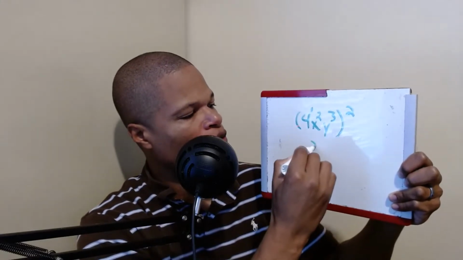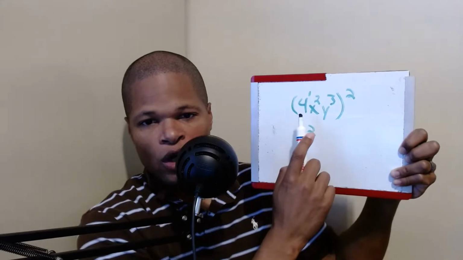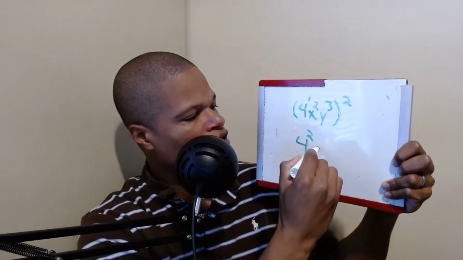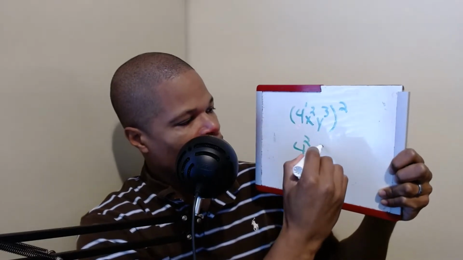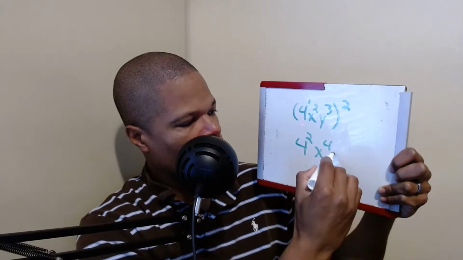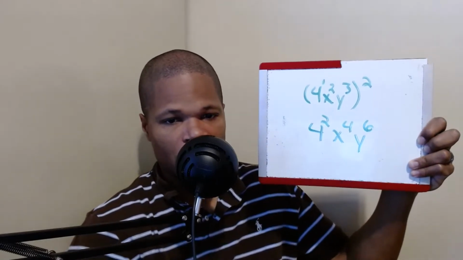So the first thing I would do here is keep the base of 4, but 2 times 1 is 2. So don't forget that 2 out here applies to the 4 coefficient as well. That's going to become 4 squared. Then you multiply 2 times x squared, and you do 2 times 2. That's going to make that x to the power of 4. And then you multiply it by the y cubed, and 3 times 2 is 6. So this is the first set of moves I would do in a situation like this.